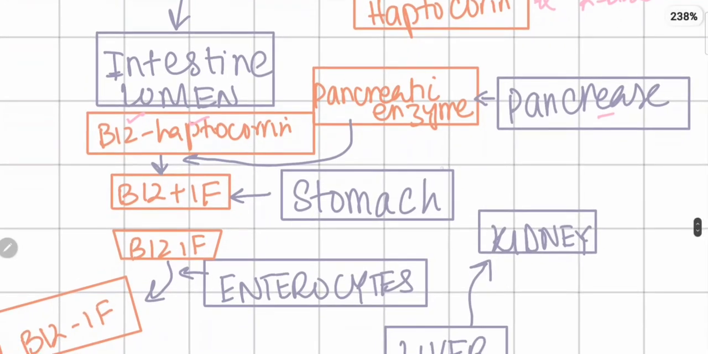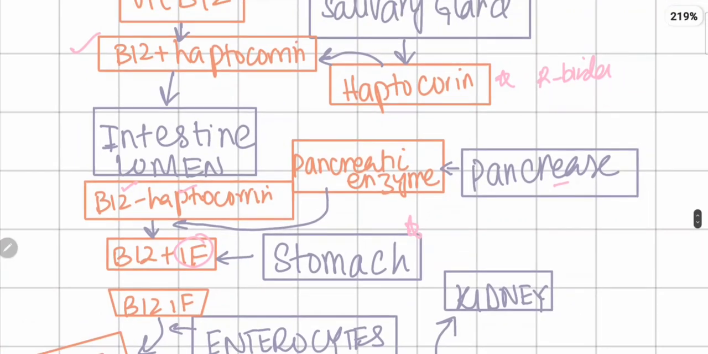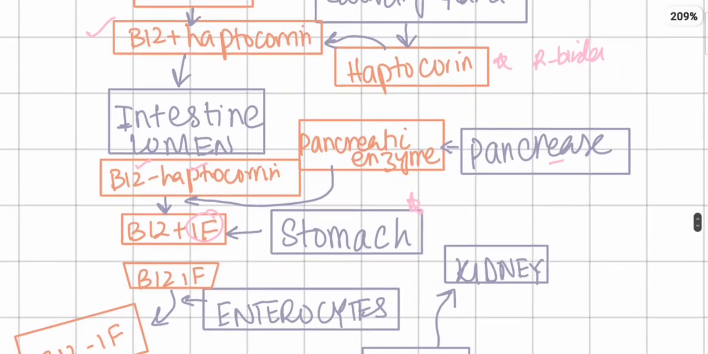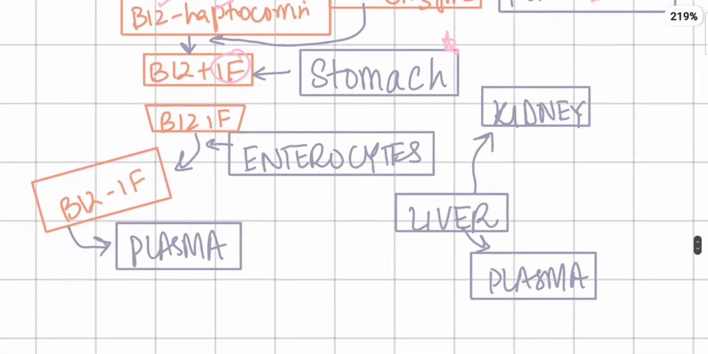And from the stomach, now this is important, this intrinsic factor is produced from the stomach. And it is now going to bind with B12. So again, in the stomach, B12 is still going to be bound to haptocorin. It is not going to bind with intrinsic factor, but intrinsic factor is produced in the stomach, and it is only bound in the intestine when pancreatic enzyme is going to break the bonds between B12 and haptocorin. Now we have B12 and IF, intrinsic factor.